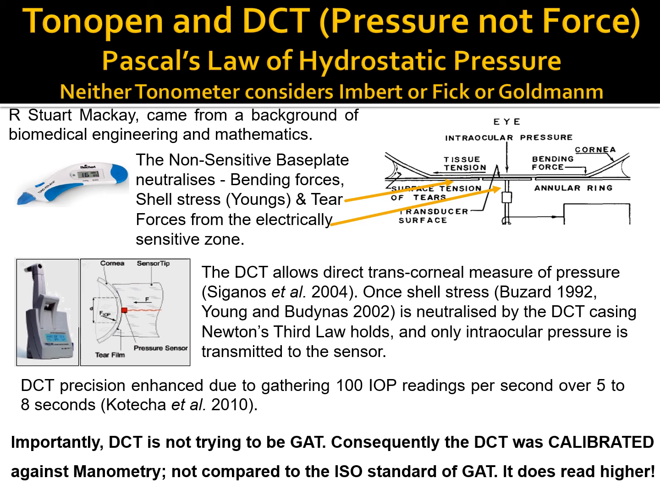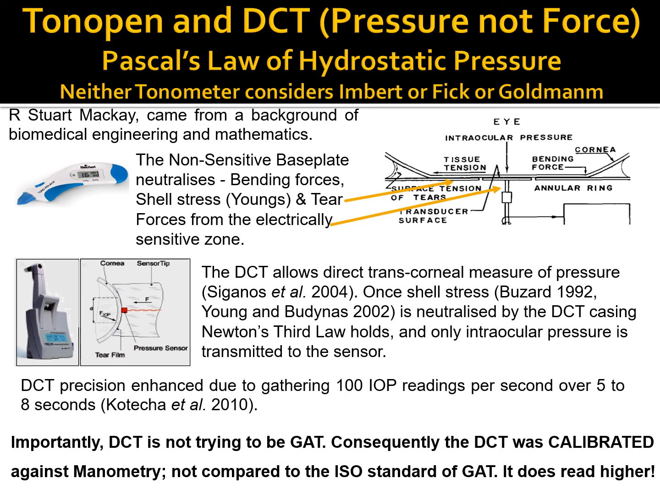So there are other tonometers around. And these two, the Tono-Pen and the DCT, do have real importance in my opinion. The Tono-Pen came out around about the same time as GAT, but it was designed by people with a background in biomedical engineering and mathematics, not optometrists.